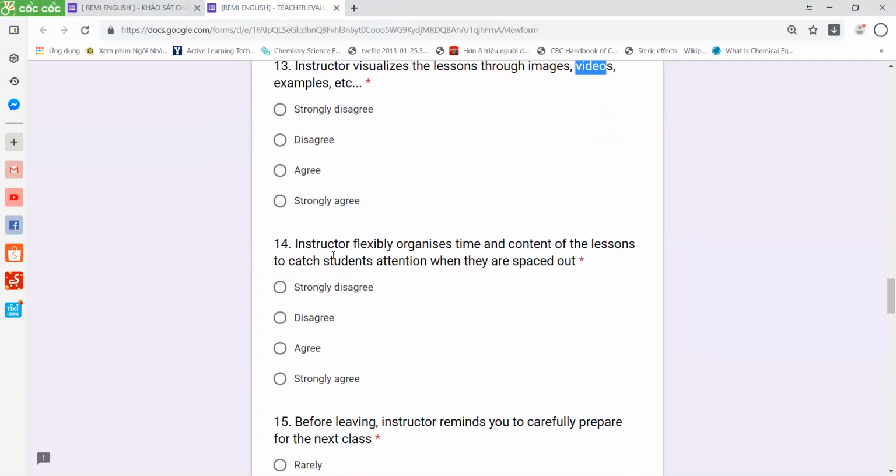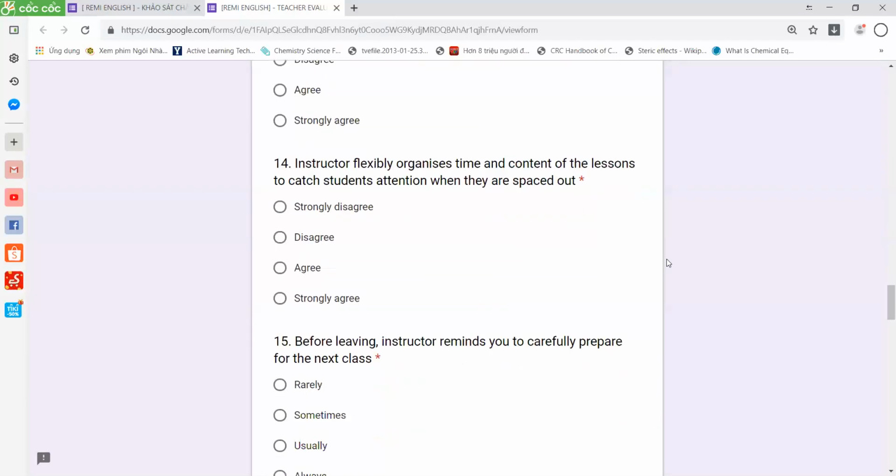Instructor flexibly organizes the time and content of the lesson to catch students' attention when they are spaced out. Maybe they are tired or something like that, and they are spaced out, and you have to reorganize the time and the schedule of the lesson to fit the time.